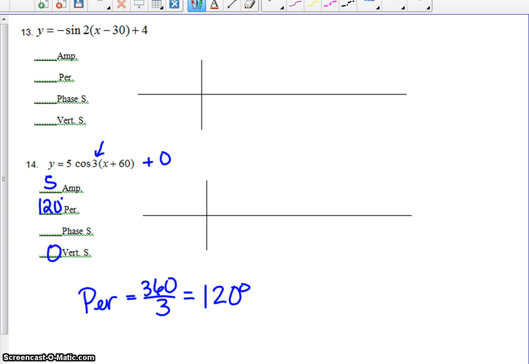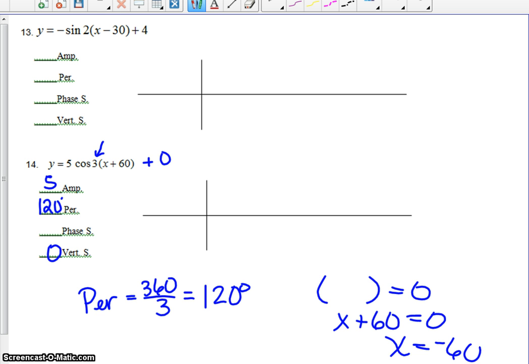My phase shift: you set what's in your parentheses equal to 0. So for that one, I'd go x plus 60 equals 0. Therefore, my phase shift is going to be -60 degrees. The last thing I do is I say, okay, I have a cosine curve. So I kind of do my cosine curve. In this one, I might even go, oh, I should have probably done this to begin with. Sorry, there we go.